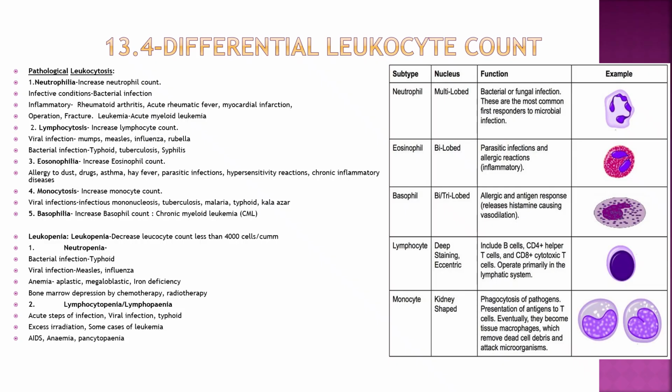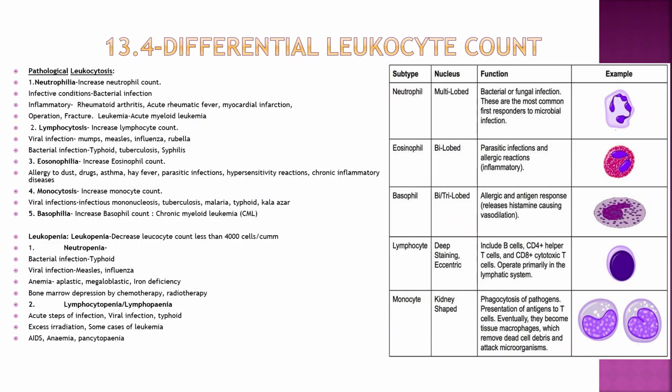Now we can see pathological leukocytosis because of neutrophilia, that is, an increase in neutrophil count, and it is seen mainly in infective conditions, that is, infection due to bacteria, virus or parasites. Then inflammatory conditions like rheumatoid arthritis, acute rheumatic fever, myocardial infarction, or because of an operation, fracture. If the count is raised to more than 70 to 80,000 or 1 lakh, it is called leukemia.